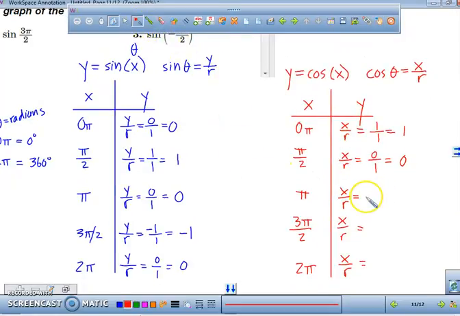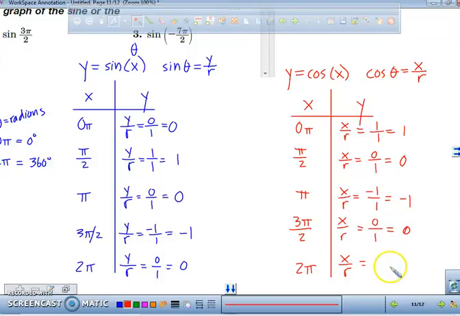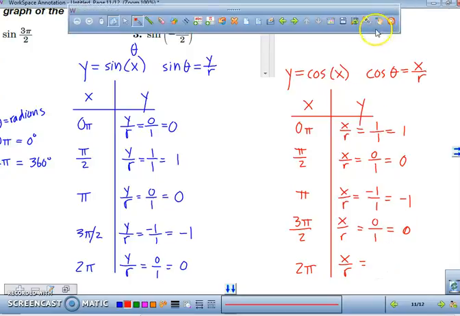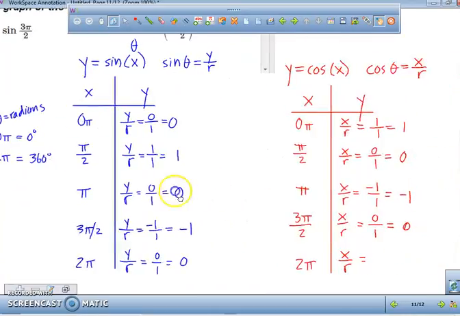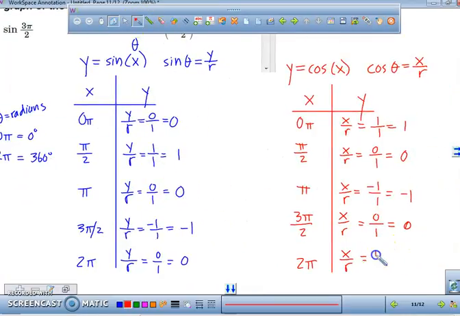I know we're going back and forth quicker. Negative 1 over 1, so now we're down to a... Oh, that's right. This one will be at 0 over 1. That's 0. And last but not least, at 2 pi, where are we at? Let's check. Ready? At 2 pi, we're back at a 1 over 1, which equals 1.